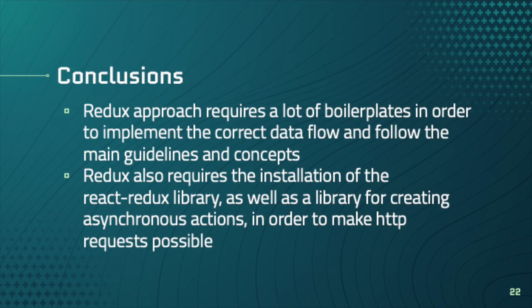In this study, two methods of state management in React single-page applications were considered from a performance point of view, Redux and React hooks. A series of tests and measurements were carried out to get a complete picture of how each of the methods affects performance. The Redux method requires a lot of boilerplate in order to implement the correct data flow and follow the main guidelines and concepts. In addition to that, Redux also requires the installation of the React Redux library as well as a library for creating asynchronous actions in order to make HTTP requests possible. That resulted in worse performance compared to the React hooks approach.